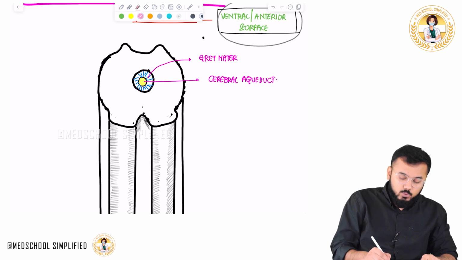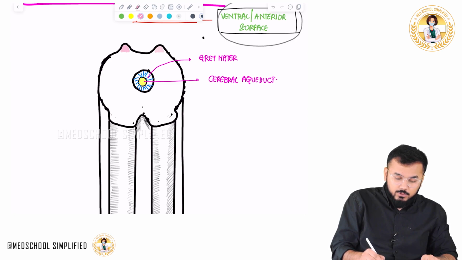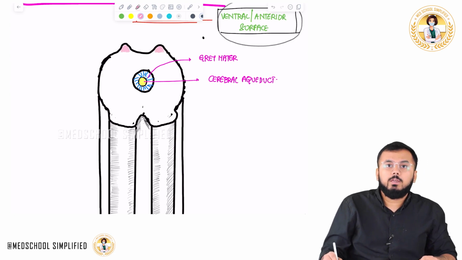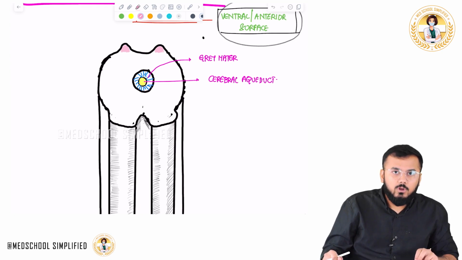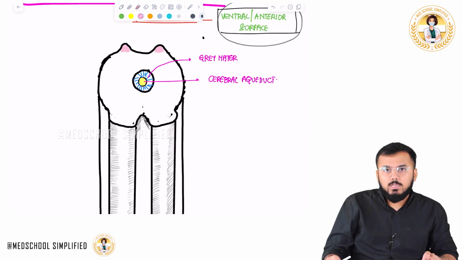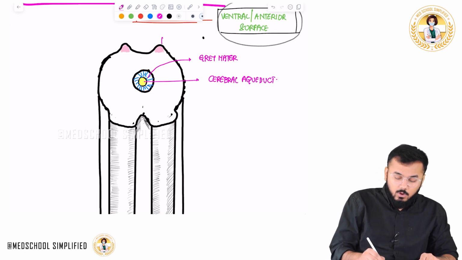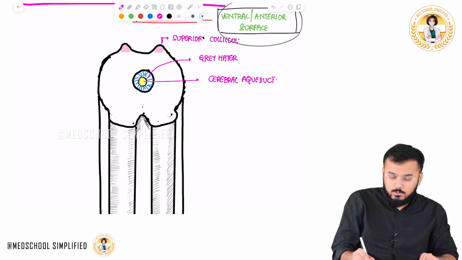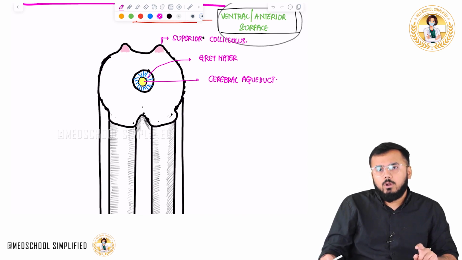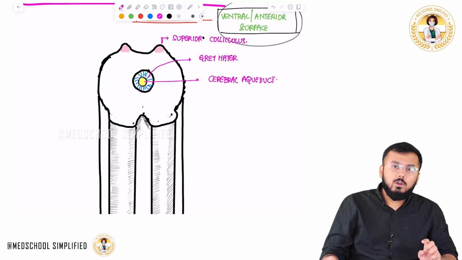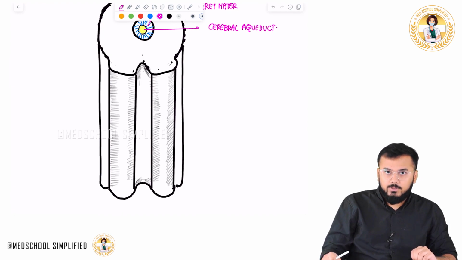What are these two structures you can see here, these two bumpy elevations? These two elevations are called the superior colliculus. There are two types of colliculus: one is called the superior colliculus, another is called the inferior colliculus. This structure over here is called the superior colliculus. Not to forget, the superior colliculus is responsible for vision and the inferior colliculus is responsible for auditory function. This is one of the important things you need to know.